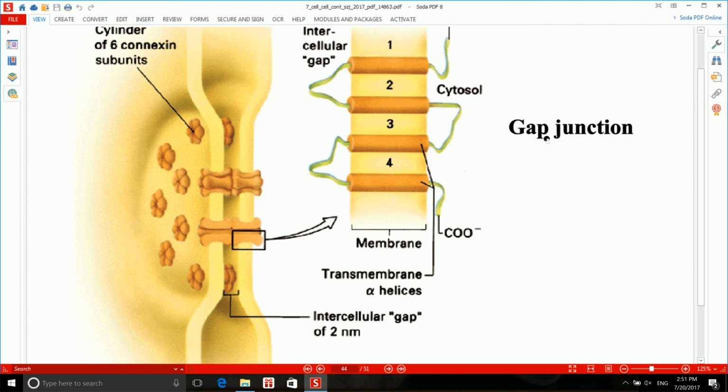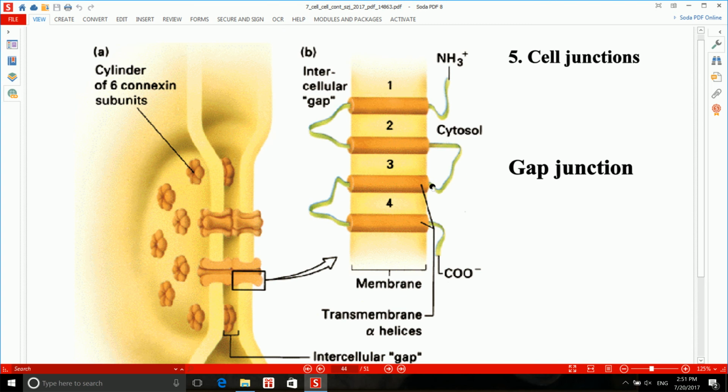Now, each gap junction is formed by two connexons. You see these two structures here, each of them is a connexon, and each connexon is formed by 6 connexins, shown here in a two-dimensional form. So again, these connexins will form one connexon here. As you can see, one connexon, and two connexons together will form a gap junction.